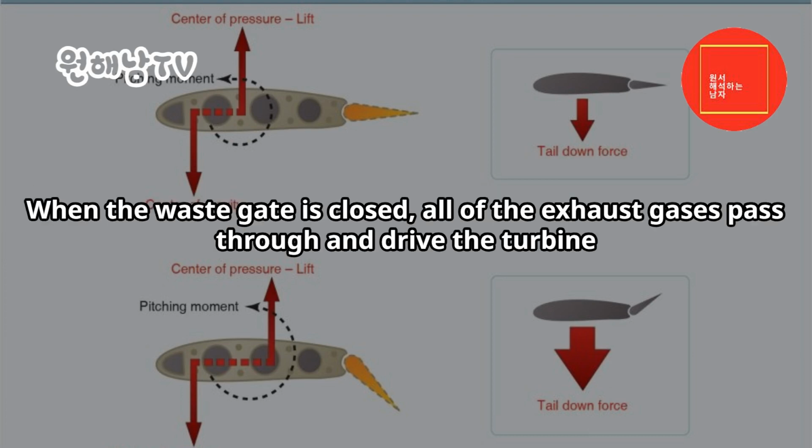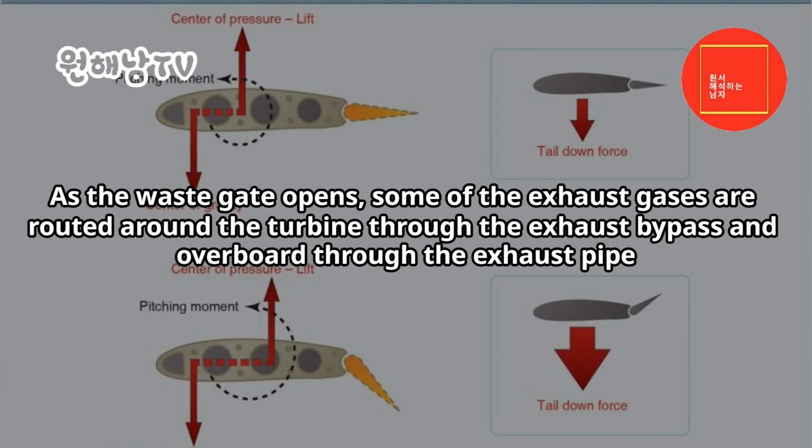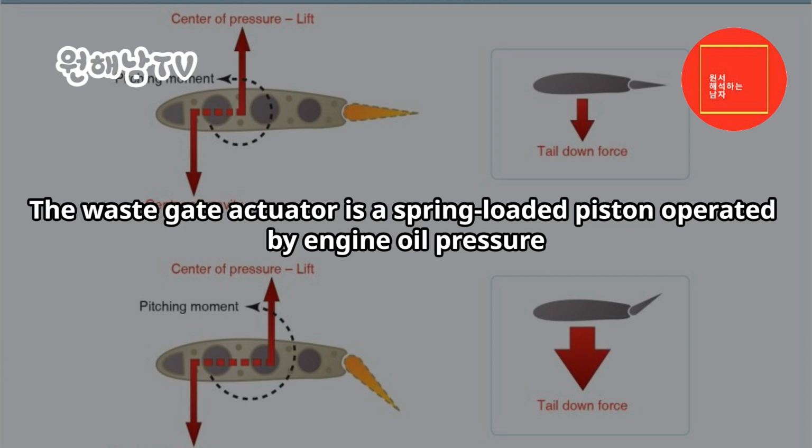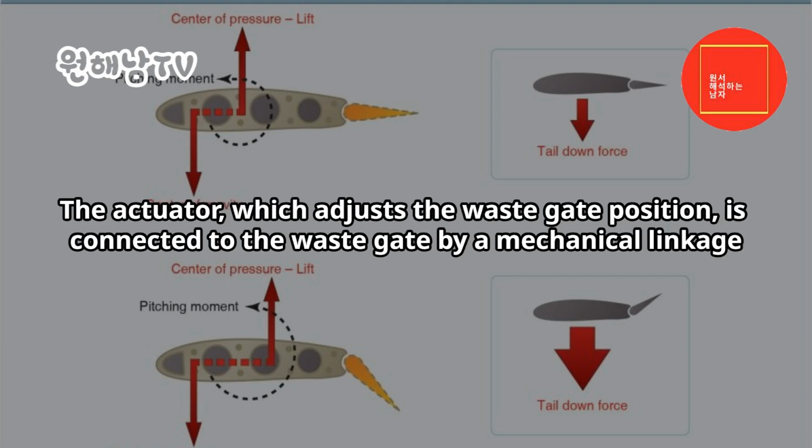When the wastegate is closed, all of the exhaust gases pass through and drive the turbine. As the wastegate opens, some of the exhaust gases are routed around the turbine through the exhaust bypass and overboard through the exhaust pipe. The wastegate actuator is a spring-loaded piston operated by engine oil pressure. The actuator, which adjusts the wastegate position, is connected to the wastegate by a mechanical linkage.